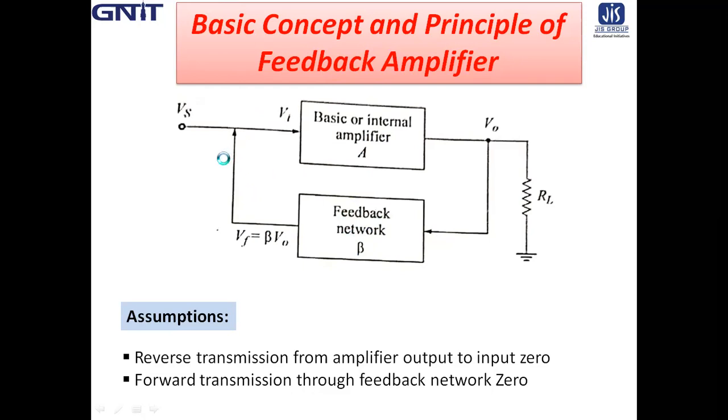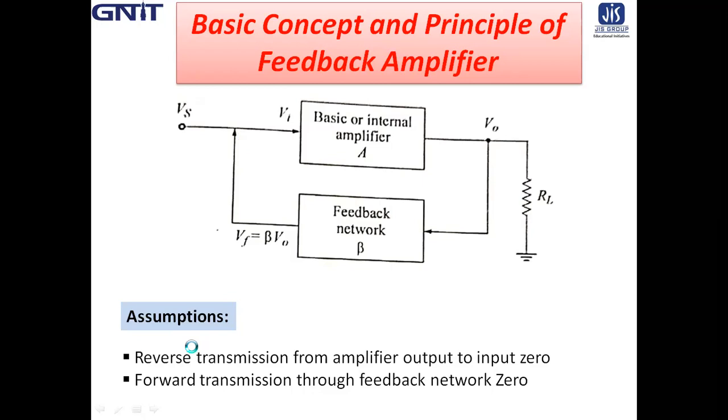Essentially, two blocks are there: a basic or internal amplifier and a feedback network or feedback circuit. In a feedback amplifier, the output signal is sampled and fed back to the input to form an error signal that drives the amplifier. In order to derive the basic feedback equation, certain assumptions are made.